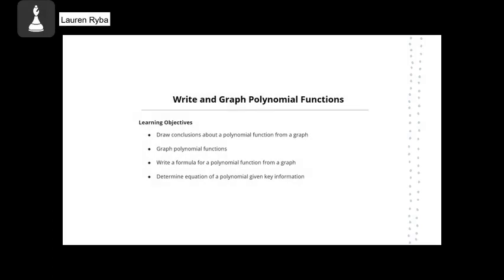Now we're going to put it all together. We're going to look at graphs and pick out the turning points, the zeros, the roots, and we're also going to make the graphs from our functions.